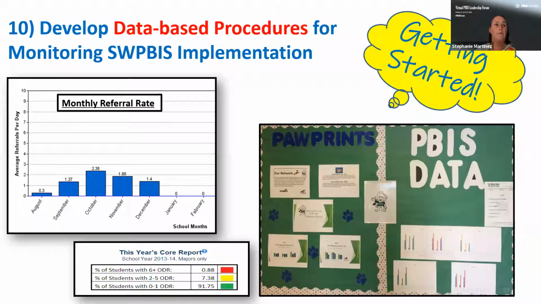Quick, before I turn it back over to Heather, is number 10, using data. There are multiple data sources that we want to look at. You probably have heard about the big five. Those are referrals by location, time of day, problem behavior, monthly referral rate. So what are the data that are occurring? Your data specialist or team member is the person that will probably be bringing that up.